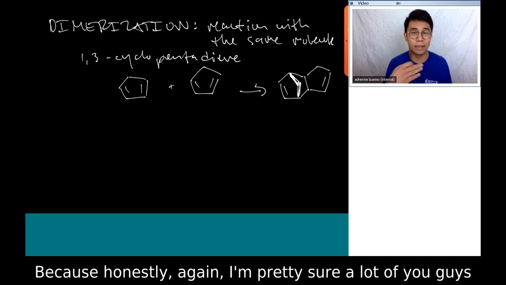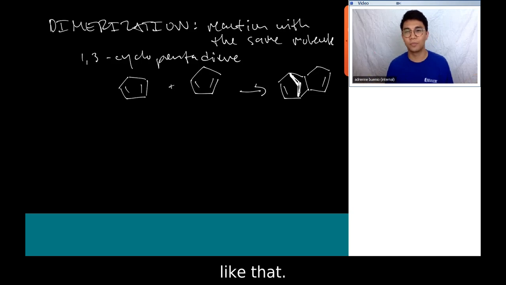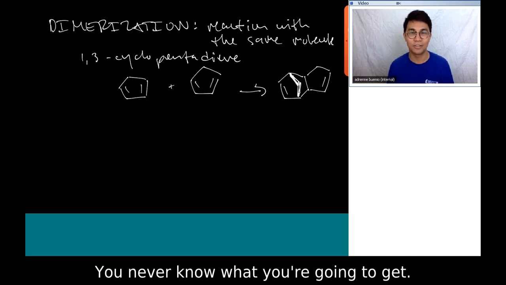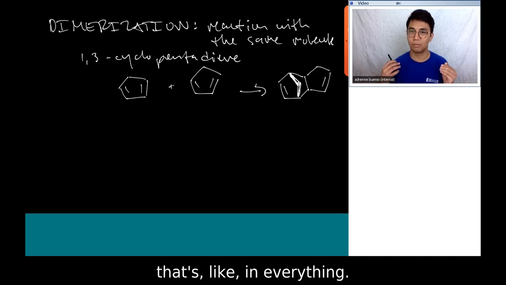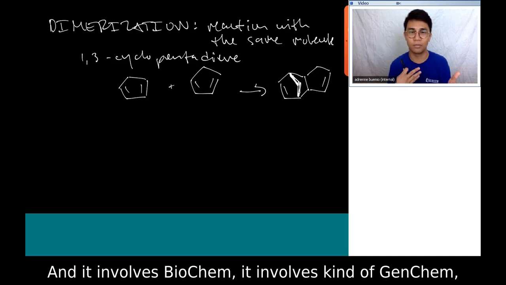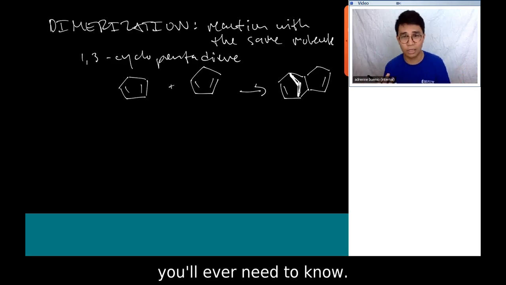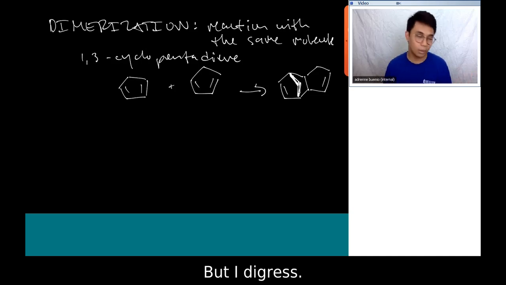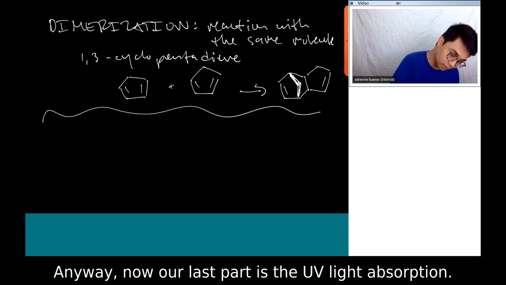Because honestly, again, I'm pretty sure a lot of you guys are aiming for grad school, professional school, things like that. Those tests are just random, right? They're just random. You never know what you're gonna get. But you know, OChem is one of those classes that's in everything, and it involves the biochem, it involves kind of gen chem, it involves gen bio, which is pretty much all the sciences you'll ever need to know for professional school, right? But I digress.